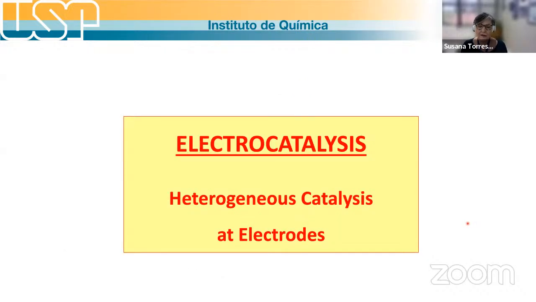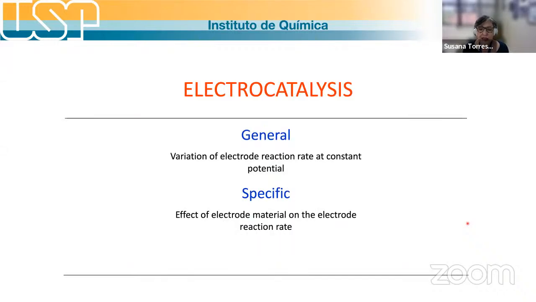we are going to speak now about heterogeneous catalysis, because at the electrode we have a heterogeneous catalysis that we have to deal with. In general, we can consider that electrocatalysis is the variation of the electron reaction rate at constant potential. But specifically, what is important is the effect of the electrode material on the electrode reaction rate. Normally, when you use electrochemistry, you prepare an electrode for a specific reaction, for using as a sensor or an electrolyzer or a battery. So specifically, we are going to study the effect of the electrode material on the electrode reaction rate.